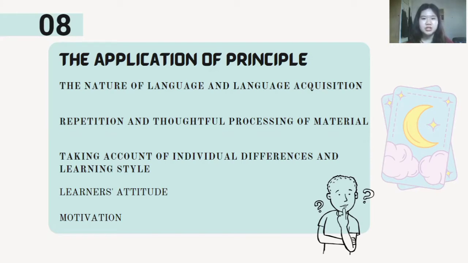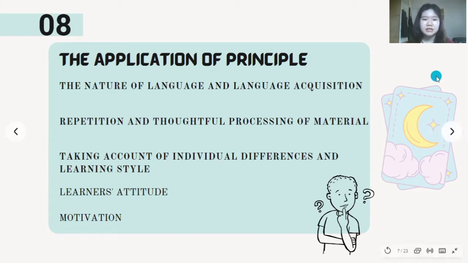And then repetition, which is the key for vocabulary, so that the students can use it in real life situations and are able to absorb, understand, and use it better. And then thoughtful processing of materials, taking account of individual differences and learning styles. It's also important as some students are quite slow to pick up while others are very fast learners. So a curriculum has to adapt to both of them and come in between.